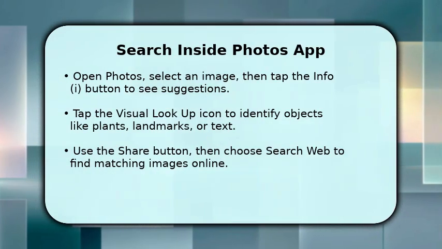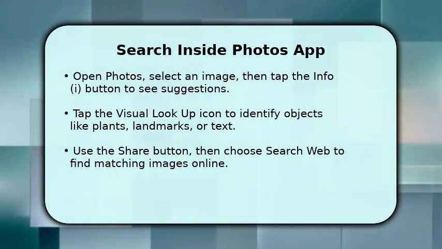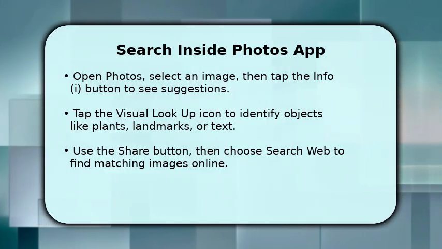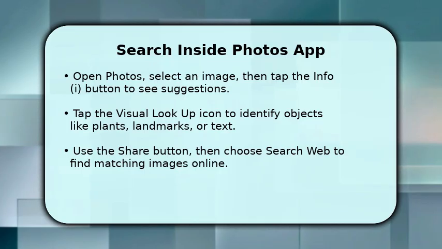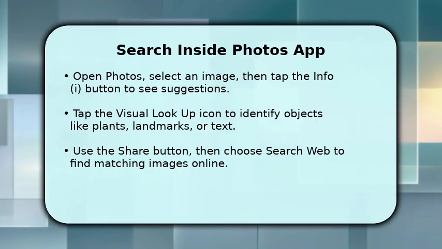Open Photos and select the image you want to search. Tap the Info button with the letter I to reveal details and suggestions. If Visual Lookup detects something, an icon appears in the corner. Tap it to identify objects like plants, landmarks, or pets.